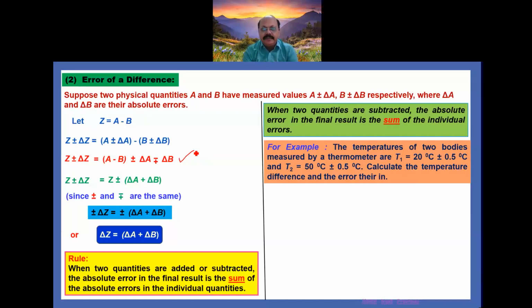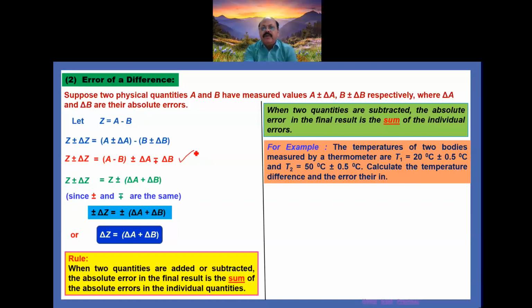individual quantities. For example, we take the temperature of two bodies measured by a thermometer are T1 equal to 20 degrees Celsius plus minus 0.5 degrees Celsius and T2 equal to 50 degrees Celsius plus minus 0.5 degrees Celsius. Calculate the temperature difference and the error therein.